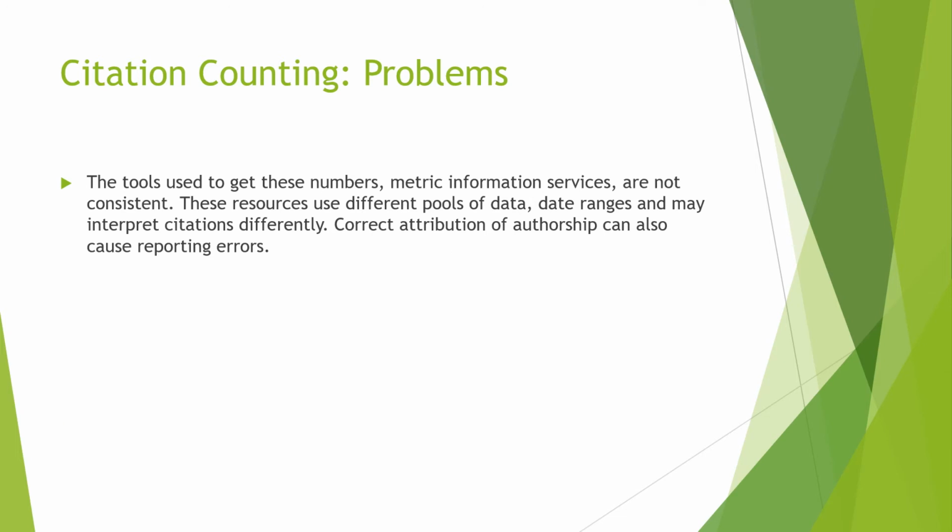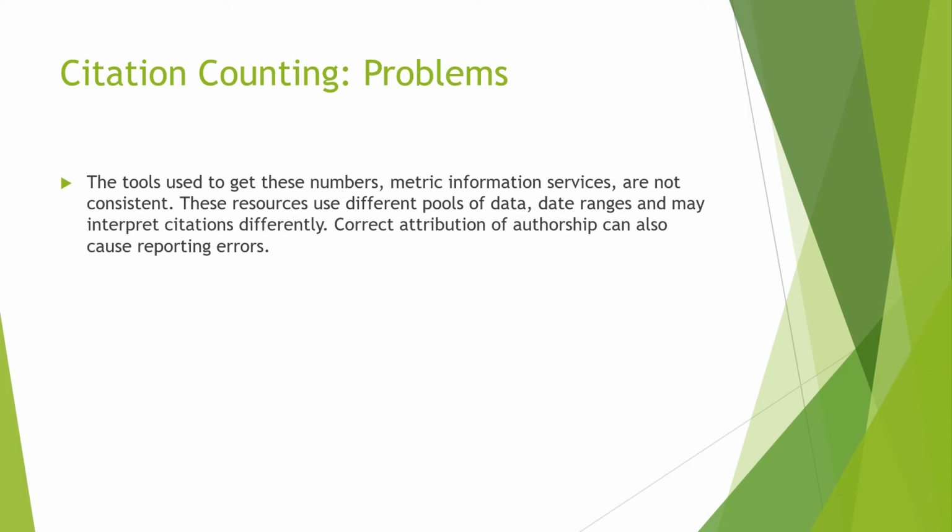And the tools, we're going to mention some of them here in a minute, that are used to gather these numbers, they call them metric information services, are not consistent. And not only are they not consistent, they use different pools of data. So when we look at Web of Science, for example, it uses only the things that they index, and that's where they get their numbers. And date ranges and the way they interpret citations are different.